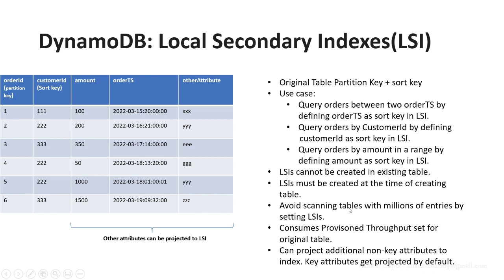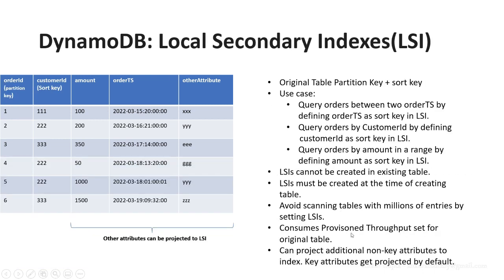Always avoid scanning whole tables in DynamoDB, whether you're using local secondary indexes or global secondary indexes. These are very costly because you're pretty much scanning millions of items, let's say, and then it's going to cost you a lot. So it's always wise to create secondary indexes as per your query patterns and always query the table instead of scanning it.